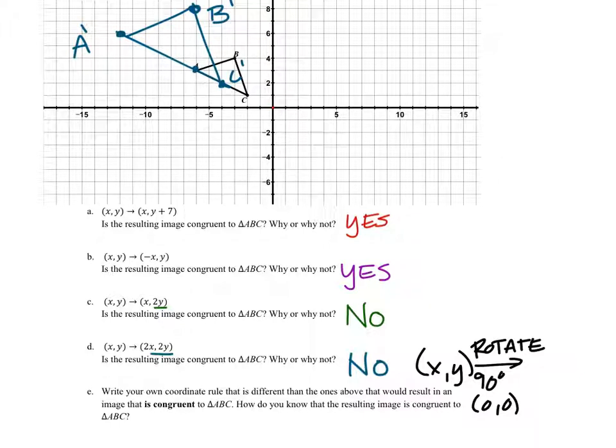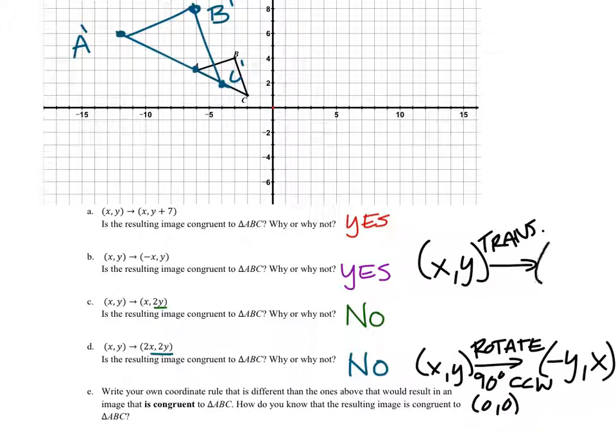I'm going to rotate it 90 degrees about the point (0, 0), and that would give us something like (negative y, x). This one looks like it would be counterclockwise as well. That rule would do it. Another rule that would work would be any translation, such as (x plus 5, y minus 4). That's also a translation. That would make it a congruent shape as well.